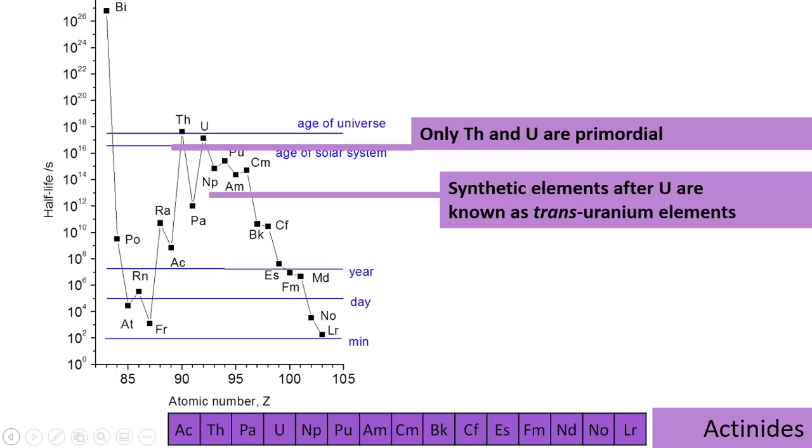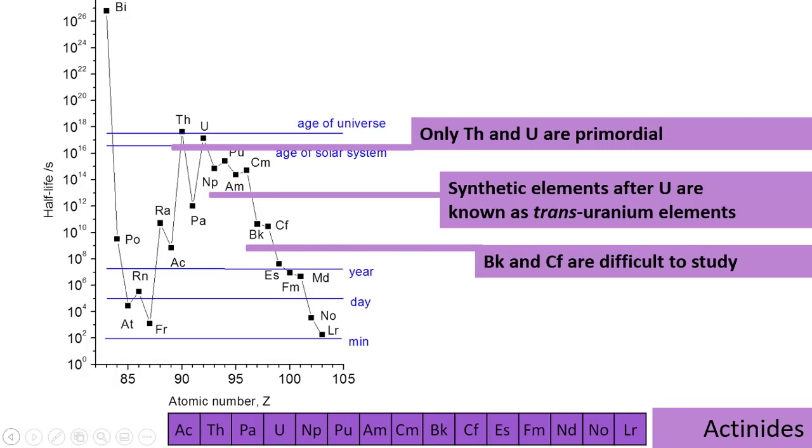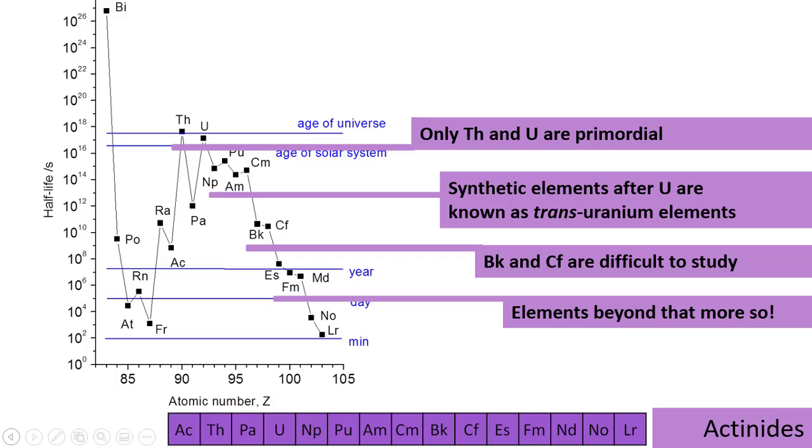Neptunium, plutonium, americium and curium all have, by human standards, very long half-lives, making them much easier to study and use. But there's a bit of a drop down to berkelium and californium. These elements become more difficult to work with, and beyond that, the elements become extremely difficult to study, so our knowledge and understanding of the chemical behaviour becomes quite limited beyond this point.